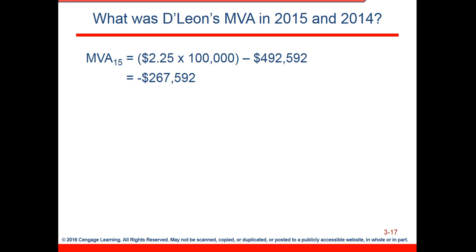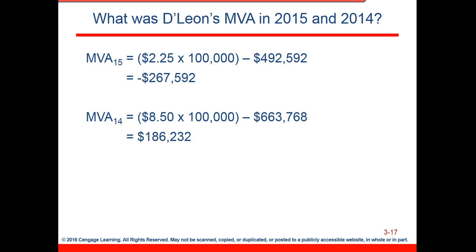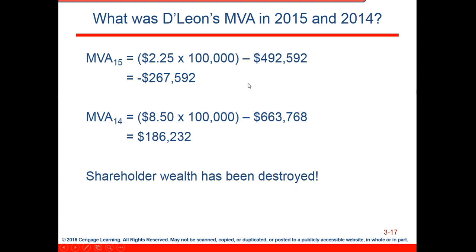Now, the market value add was negative in 2015, and in 2014 it was positive. What we are doing is looking at the market value of the company and subtracting the book value of the company. And as we see in this example, a sign changing from positive to negative indicates that shareholder wealth has been destroyed.